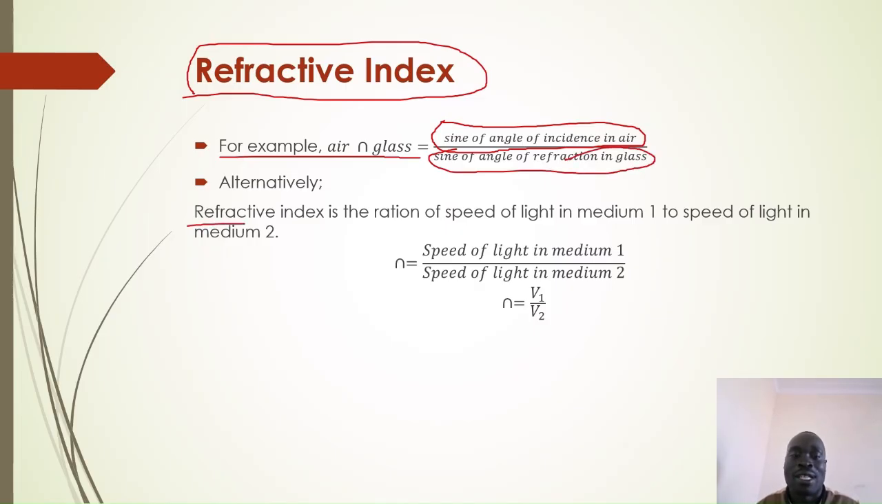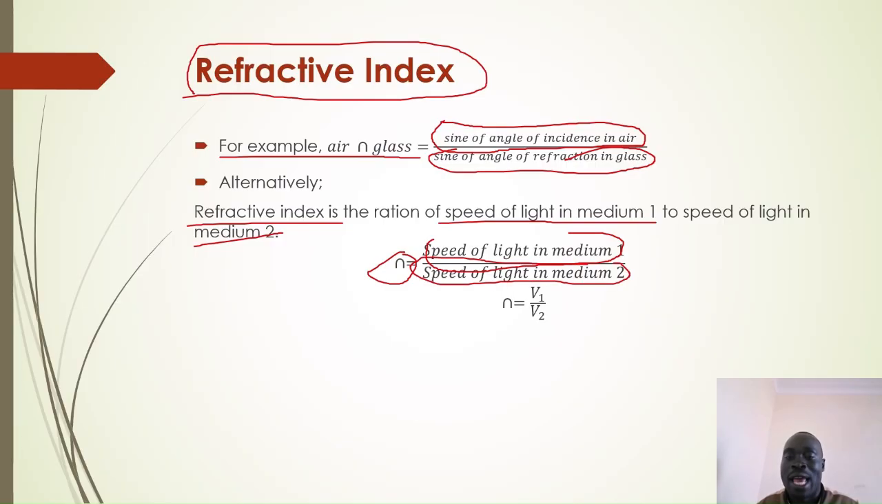Alternatively, we can define refractive index as the ratio of the speed of light in medium 1 to the speed of light in medium 2. Hence, our refractive index n is the speed of light in medium 1 to the speed of light in medium 2. We can express it as n equals v1, which is the speed of light in medium 1, over v2, which is the speed of light in medium 2.